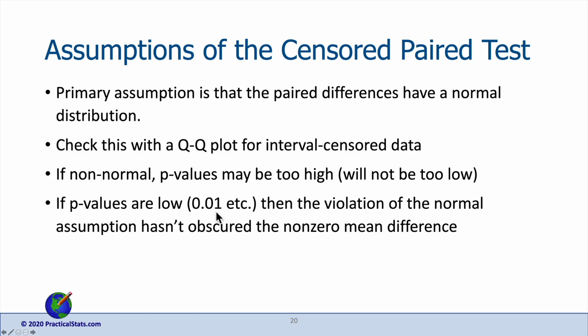So if your p-values are low, 0.01 or lower, then the violation of the normal assumption has not obscured the non-zero mean difference if you see a really small p-value. But if the p-values are around 0.05 or higher, 0.10, maybe even 0.20, those are all in the range where non-normality can push the p-values up, even though there is a difference in the data. So then your alternatives are basically to do a non-parametric test.